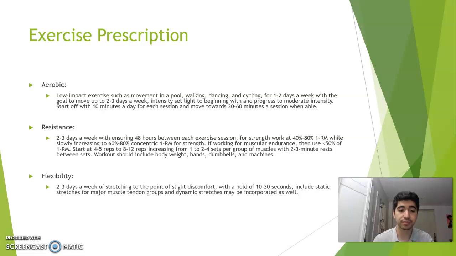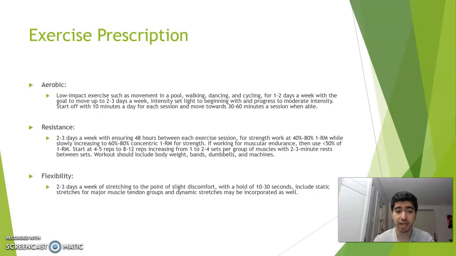For my exercise prescription, for aerobic fitness, I would prescribe low impact exercise, such as being in the pool, walking, taking a dance class, or cycling, and have them perform this 1 to 2 days a week, with the goal to move up to 2 to 3 days a week. Intensity should be set lightly to begin with, and progress to moderate intensity. For time, we should have them start off with 10 minutes a day for each session, and as they move forward, aim towards 30 to 60 minutes a session. That would be most ideal.